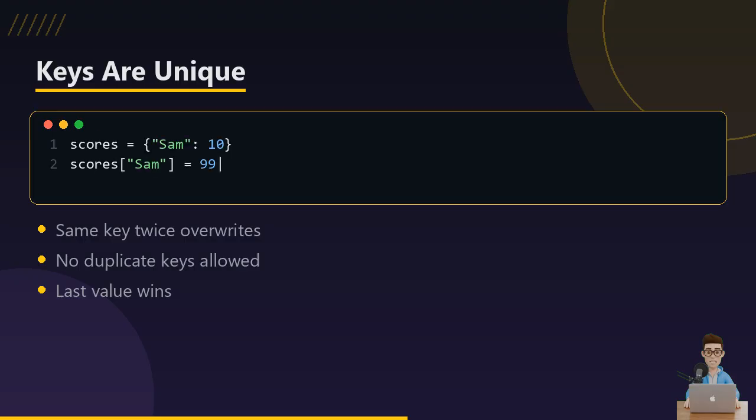A dictionary can only hold each key once, like one locker per label. If you assign to a key that already exists, you don't get a second copy, you just replace what was there. Here Sam went from 10 to 99 and the 10 is gone. In short, writing to an existing key overrides it.